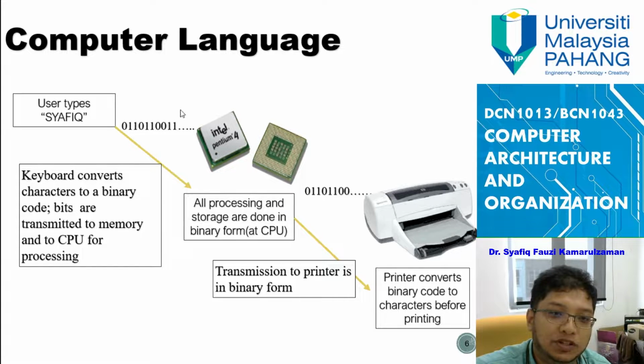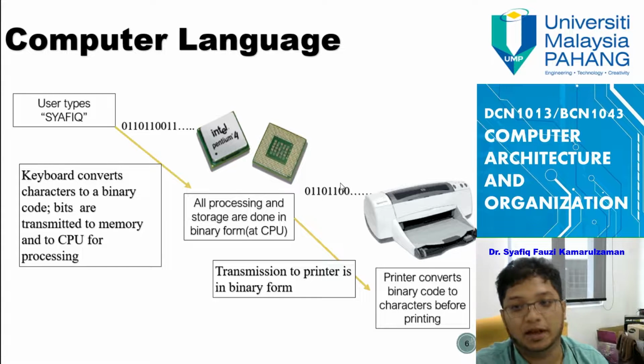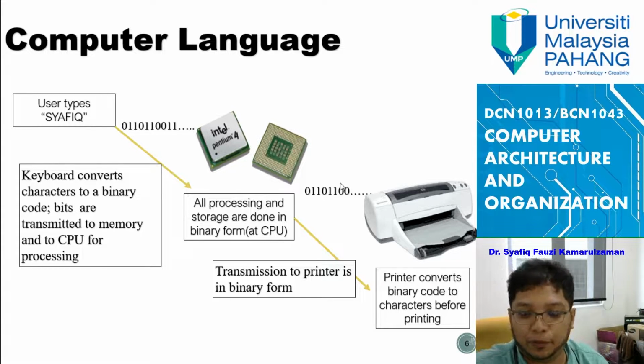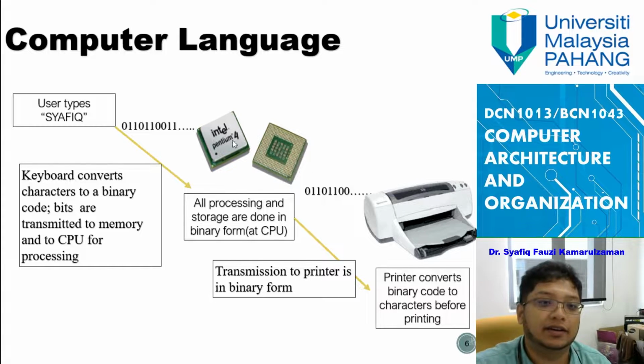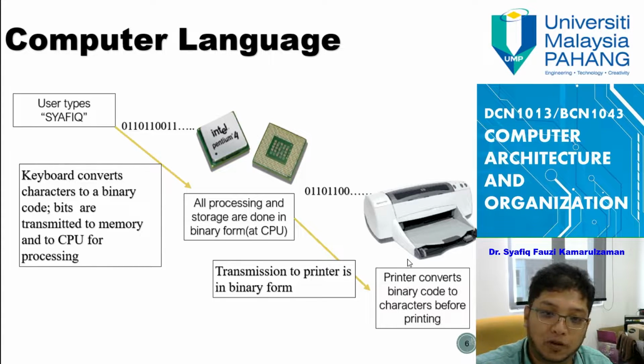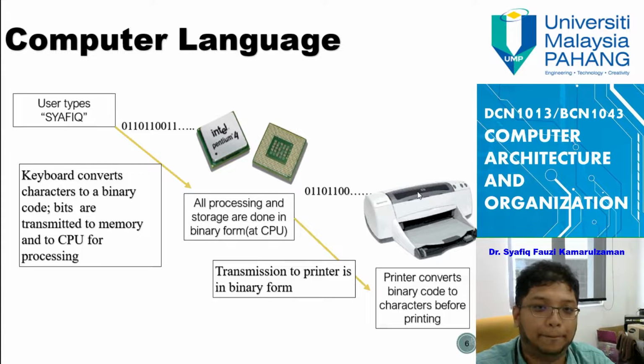The CPU will process it into binary that can be understood by the printer. The printer will push the ink onto the paper according to the binary provided by the CPU, and automatically Shafiq appears on the paper. So this is a very systematic process.